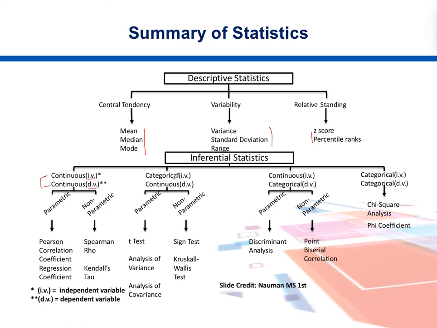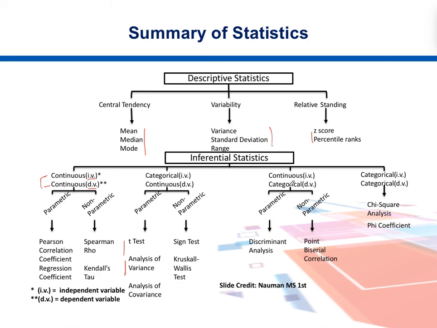If the independent variable is categorical and the dependent variable is continuous, in the parametric case we do t-test and ANOVA, we covered that. There is also ANCOVA, analysis of covariance, which we did not cover. In non-parametric, there is the sign test, we have seen that. And then there is the Kruskal-Wallis test if you have more distributions. This we did not cover in this course. It's a relatively advanced topic.